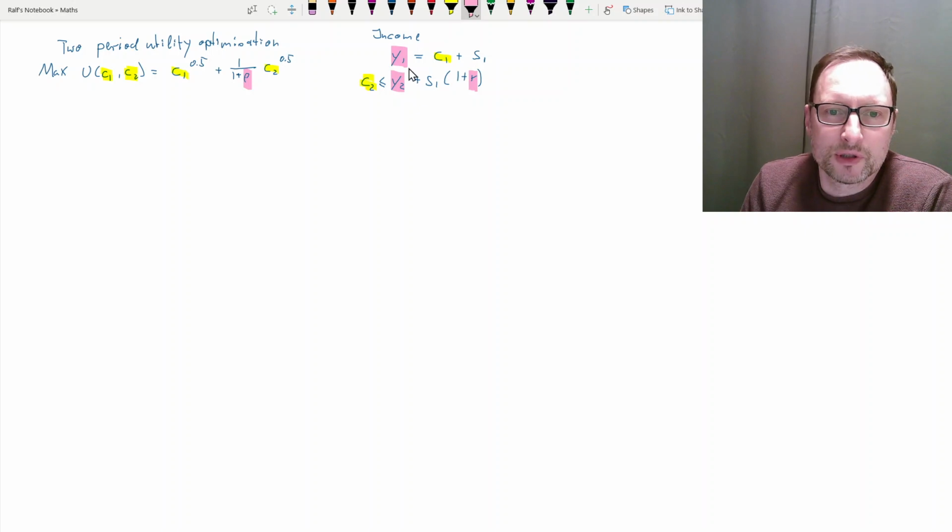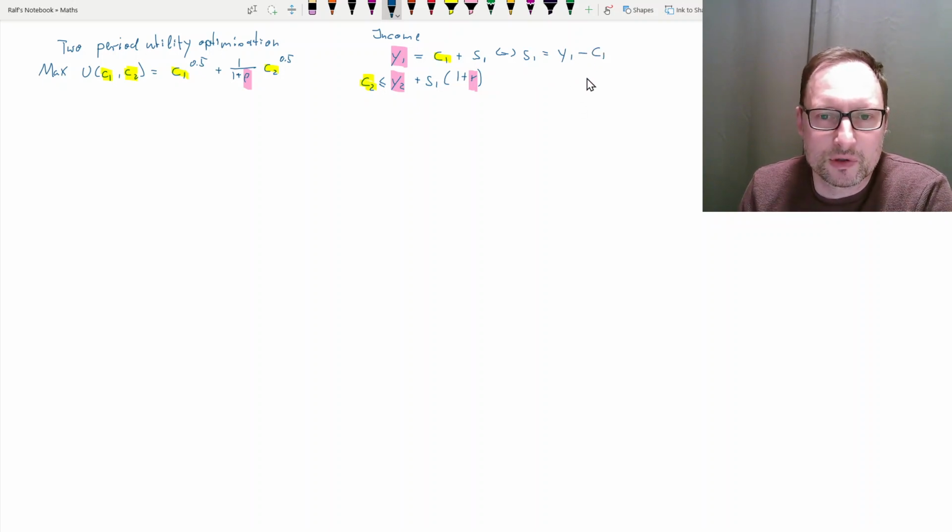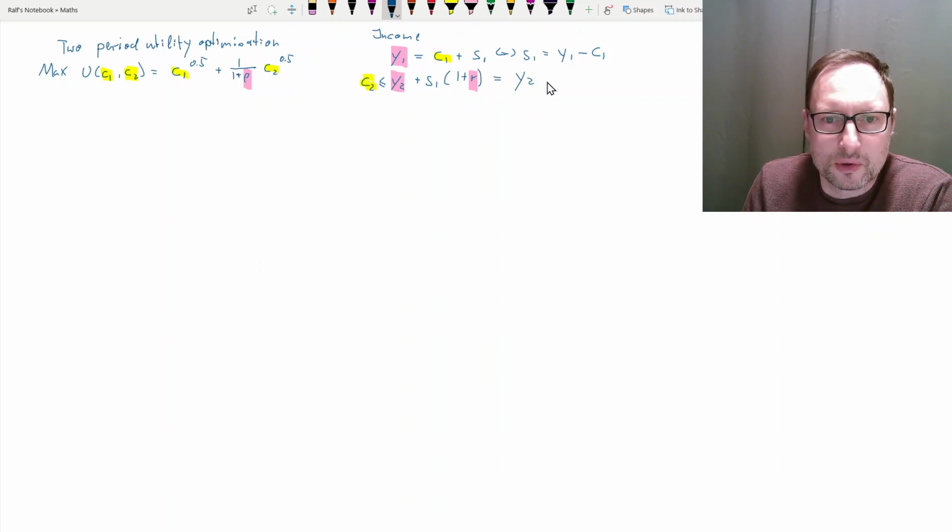What I haven't highlighted yet is S1, the saving in period 1, but as soon as we know C1, we will know S1, because from here we know that S1 is just y1 minus C1. So whatever's left over after consuming in period 1. That means we can replace the S1 in that constraint, so we get y2 plus y1 minus C1 times 1 plus r. So that's an alternative form for this constraint.